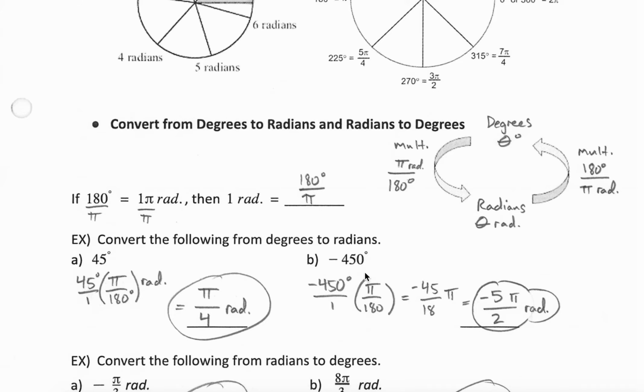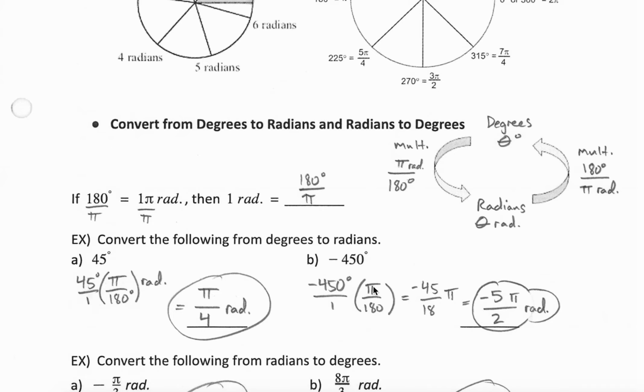Part B, negative 450 degrees. Different direction of our angle here. We have degrees, we want to go to radians. We're going to multiply by pi over 180. So I like to remember that I put the 180 degrees on the bottom, or the denominator. That way I cancel my degrees. And I'm left with a pi term, and radians are generally in terms of pi.